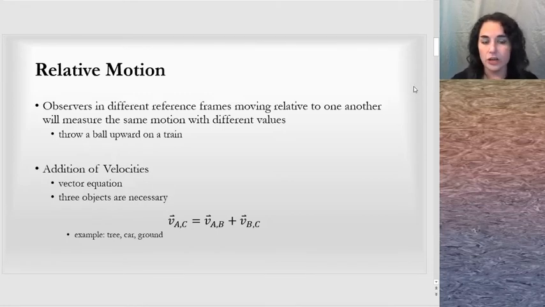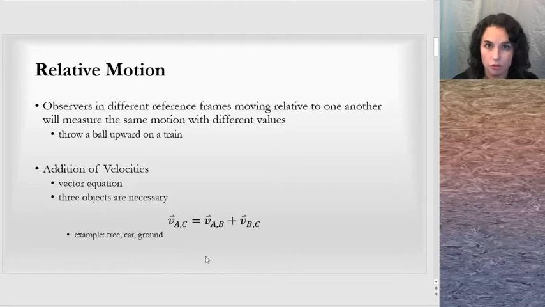Velocity is a vector. We have three objects and three velocities, and we can just set up a vector equation. The challenging part of this, and this is why it's often glossed over in many physics curricula, is that it's challenging to figure out at first, but once you figure out how to solve these problems, they're not too bad. It's addition of vectors.